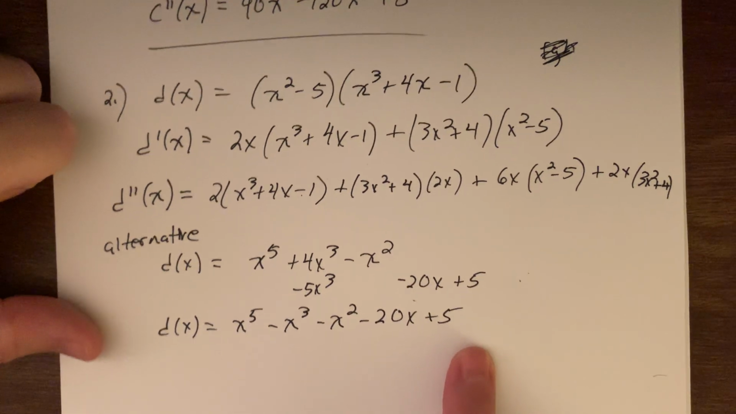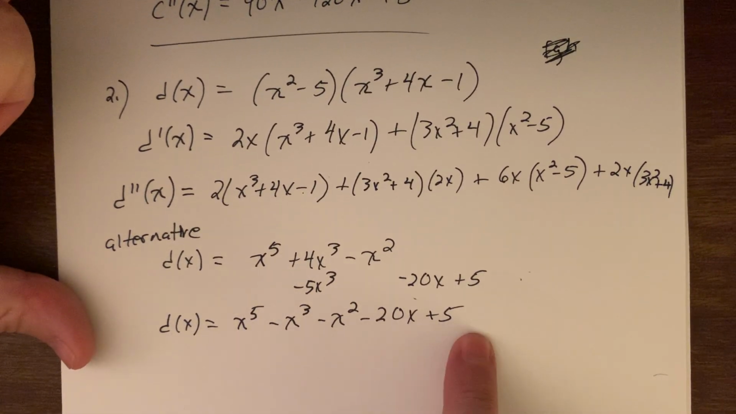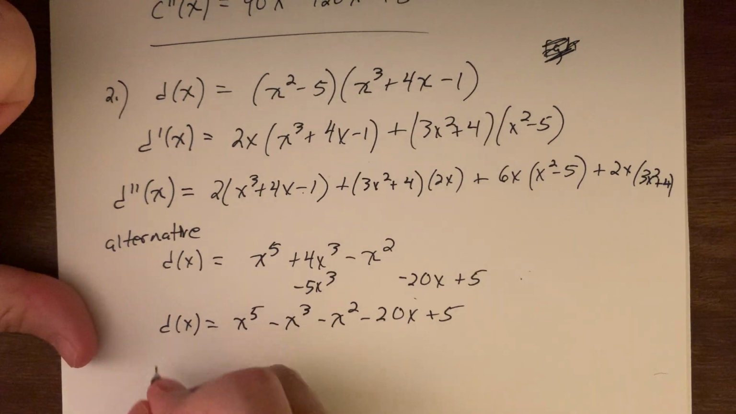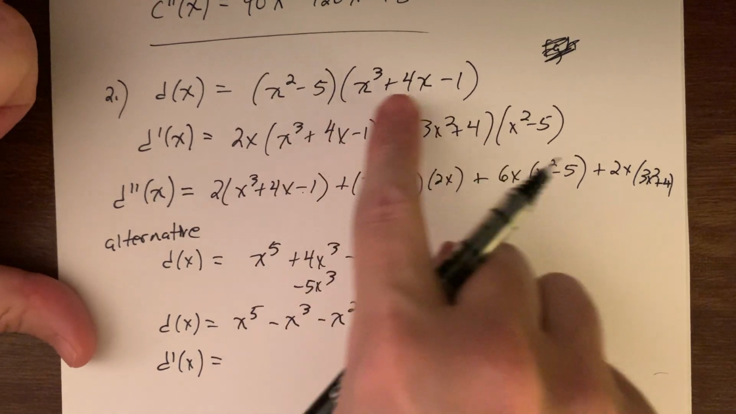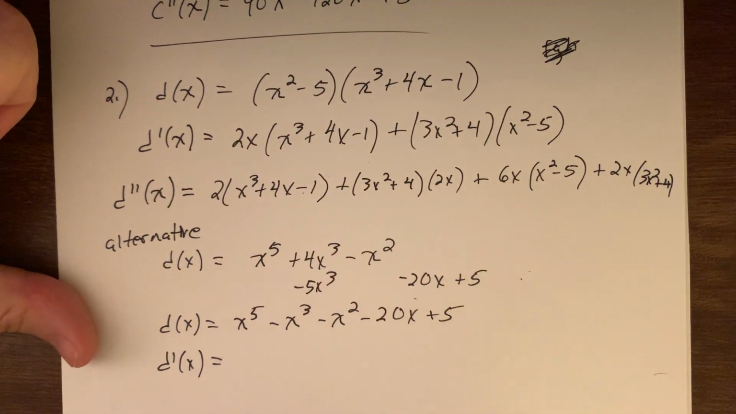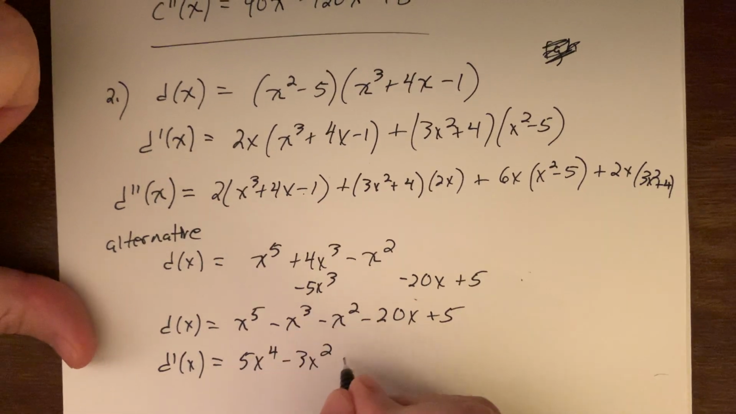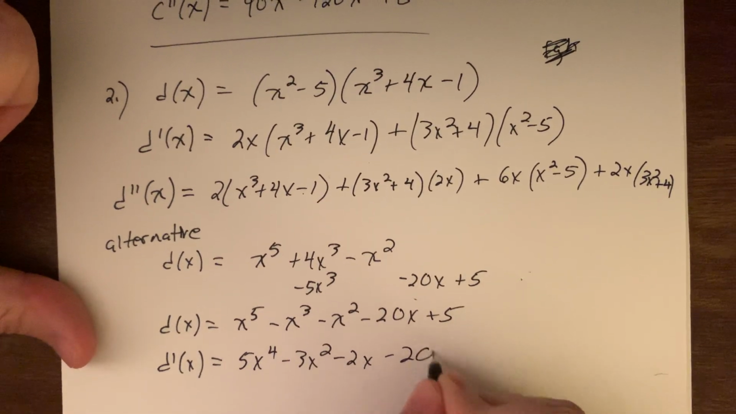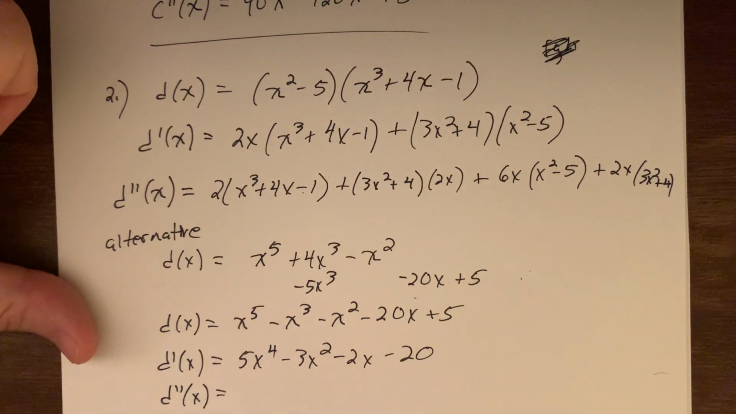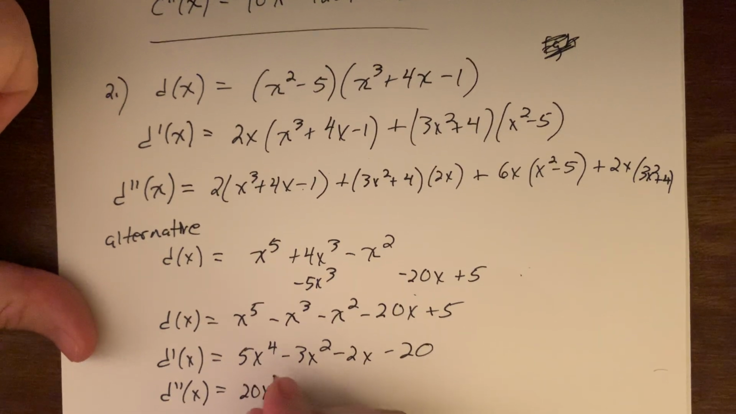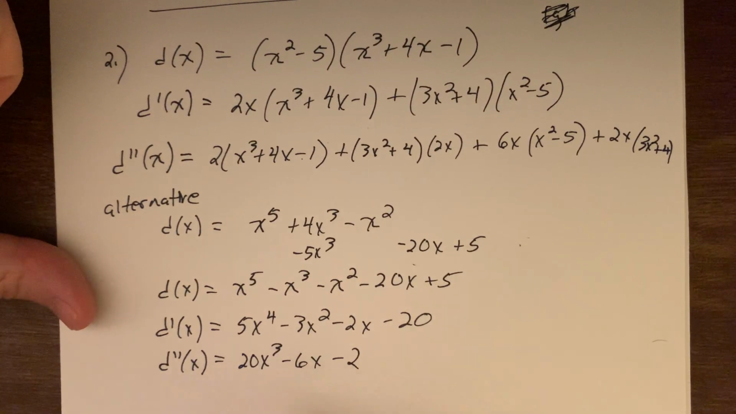And now watch how fast these derivatives go. No more multiplication. Just a bunch of very simple pieces, so I could jump right in. 5x to the fourth minus 3x squared minus 2x minus 20. And then we go to the second derivative, and almost just as fast, 20x cubed minus 6x minus 2. Very nice.